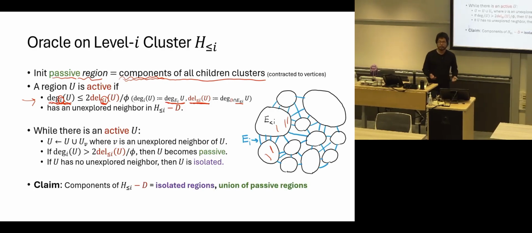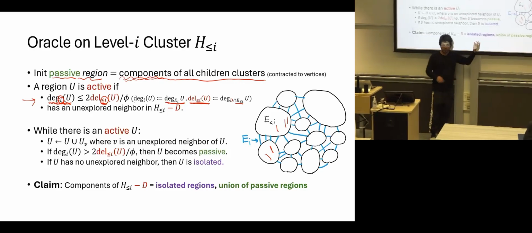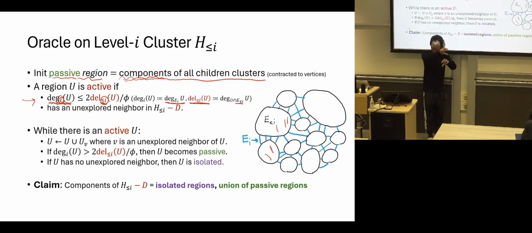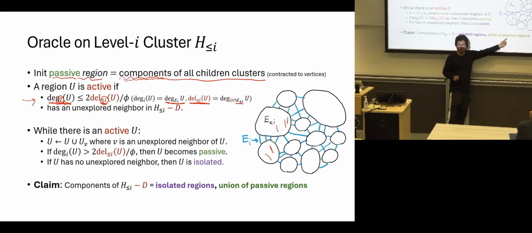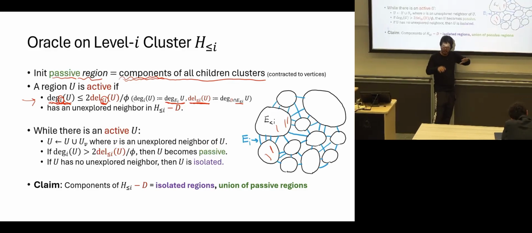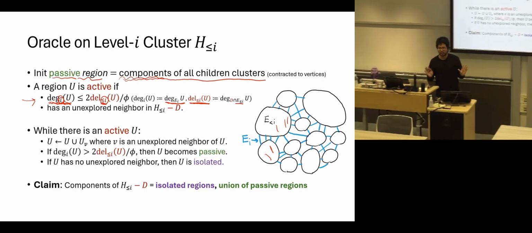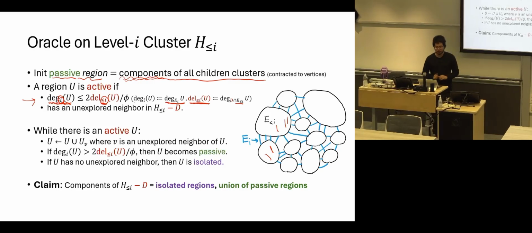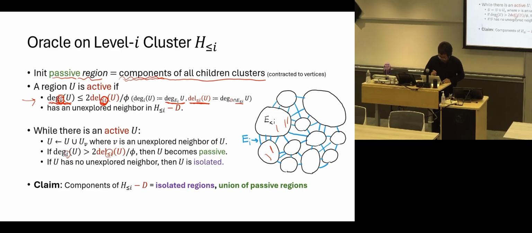And the claim is like before. For each isolated region, you know that it's one connected component for sure. And everything that is passive, we're going to claim that they actually are in the same connected component. So you see it's the same structure as previously, but there's some subtle point here.